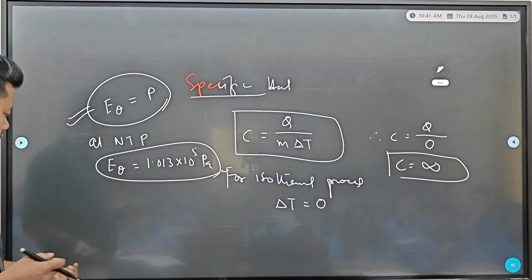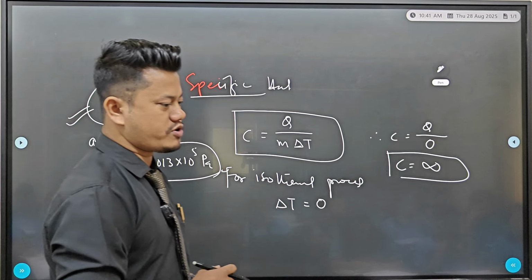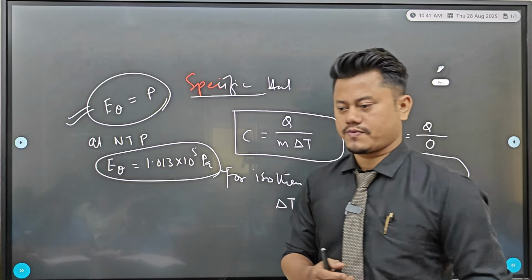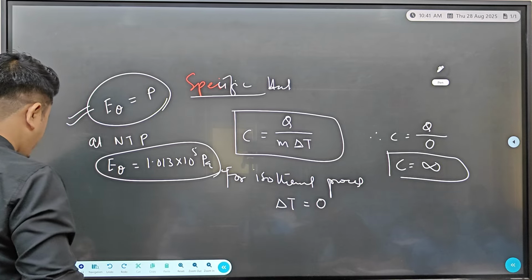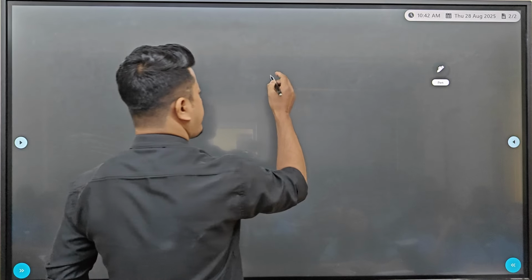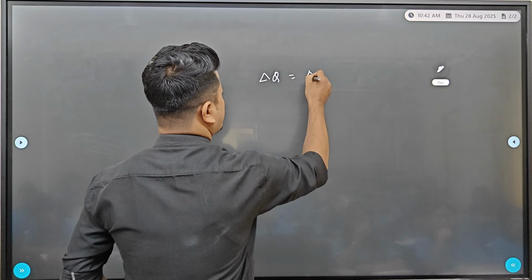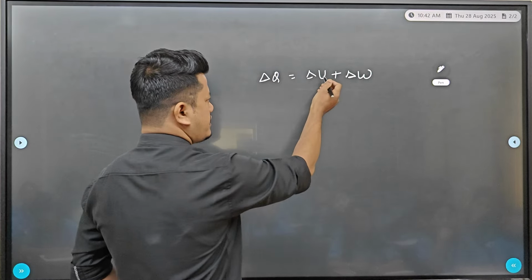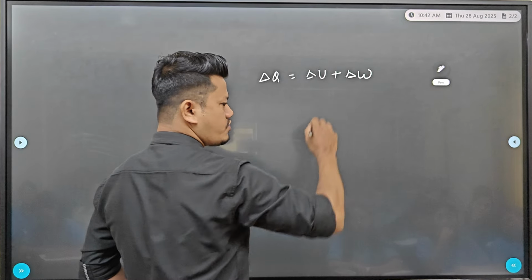Done? Let's go for the last interpretation under isothermal process. The last interpretation is from the first law of thermodynamics. What was the first law of thermodynamics? It was del Q equal to del U plus del W. Yes or no? This is the amount of heat, this is a change in internal energy and this is a change in work done, right?